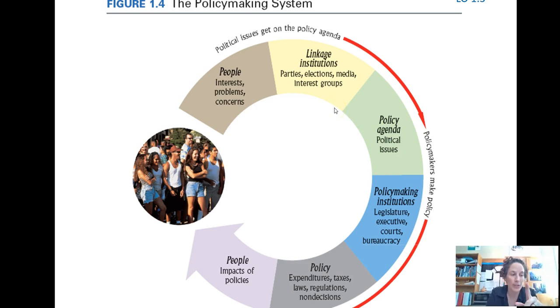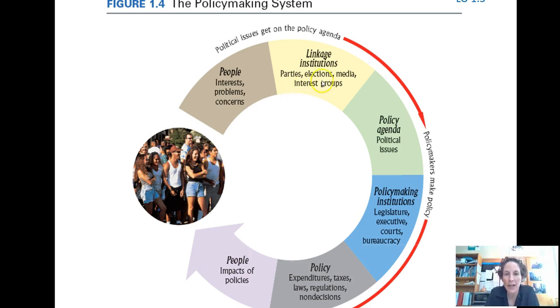I will be using that term stakeholders a good amount. That's anyone who's got skin in this game. So the people are stakeholders, government officials are, the parties are. So anyone that's affected by policy and would have an interest in changing policy, we're all stakeholders.